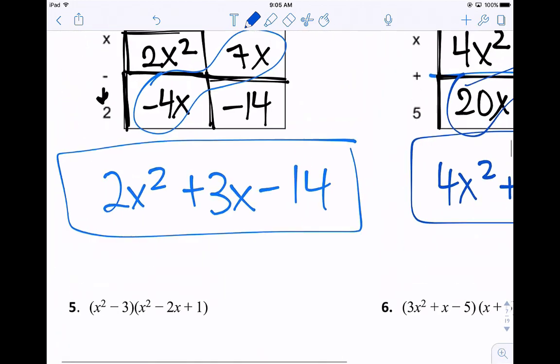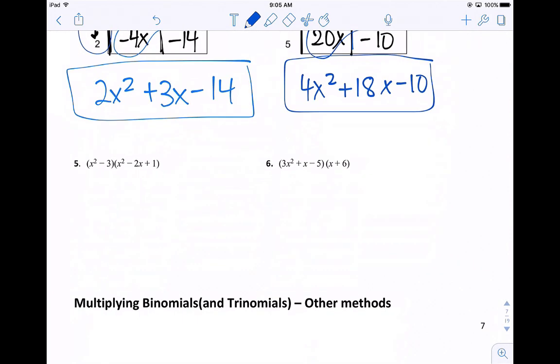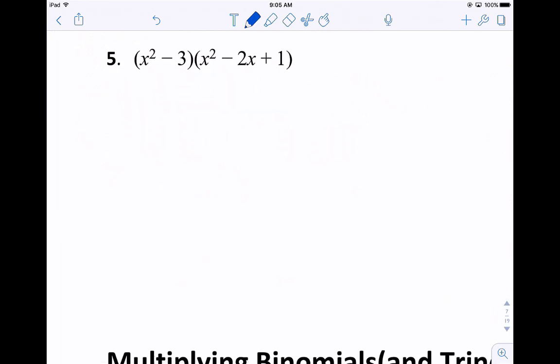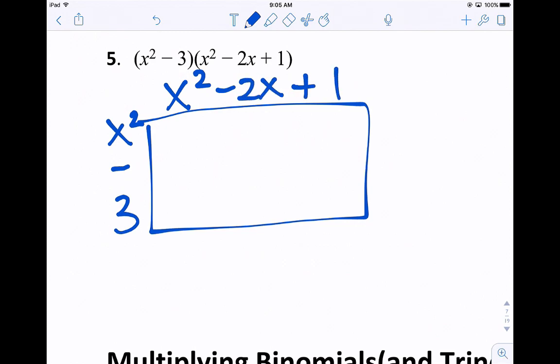Okay, we can do that with a binomial, which is 2 terms times a binomial, but we can also do it with higher degree polynomials. So if you take a look at this one, you have x squared minus 3. I'll just put that on the side. It doesn't matter where you put it, side or top. If I have a longer polynomial, it's a trinomial. It has 3 terms. I like to put it on the top, but it doesn't matter. Everywhere you see a plus or minus, let's put our lines and find the area of each box.